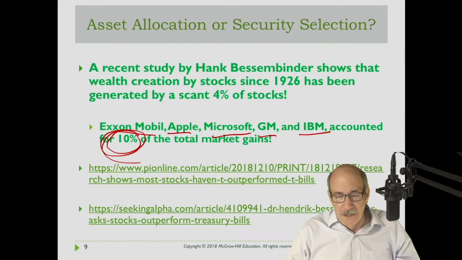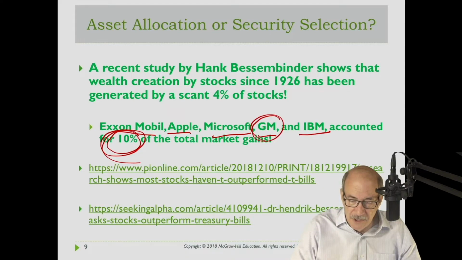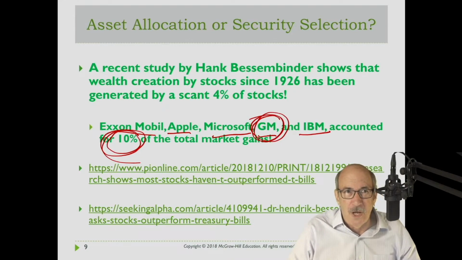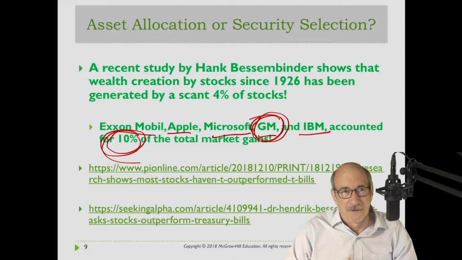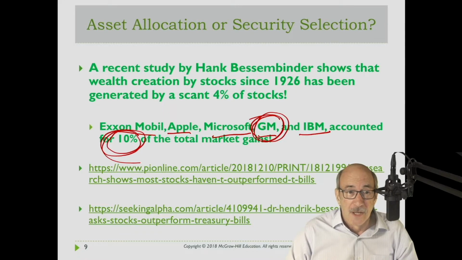All right? You might ask the question, well, how did GM get in here? Because they're not doing so well. And the answer is they paid a heck of a lot of dividends. And the way Hank looked at this is he reinvested those dividends. So once you account for the dividend reinvestment, GM is a fantastic investment over that span of time and largely contributed to the gain in the market over that same period of time.